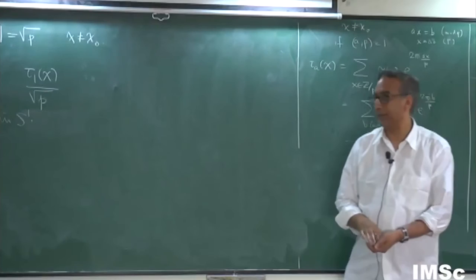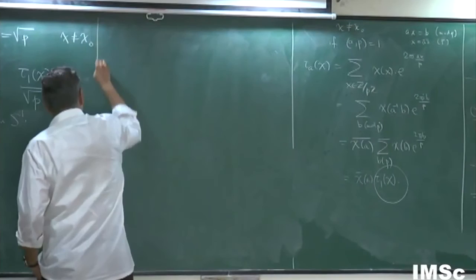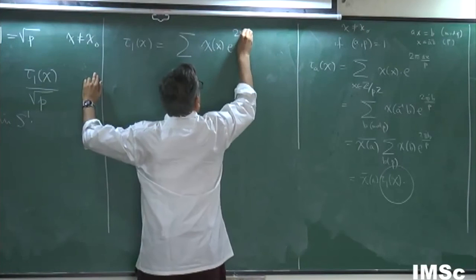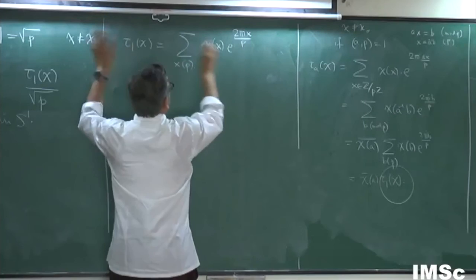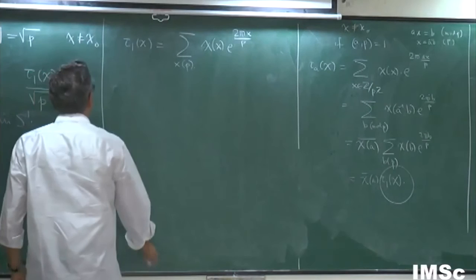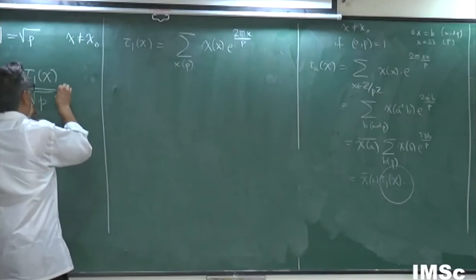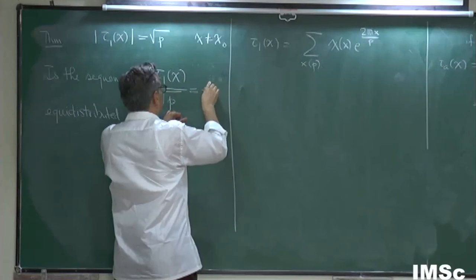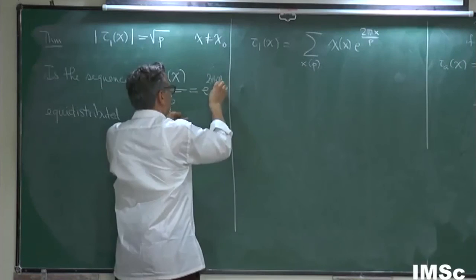Okay, so let's see why. It's very simple. So tau 1 of chi is the sum of chi of x times e to the 2 pi i x over p, with x mod p. That's the Gauss sum, right? And if I'm interested in this guy, let's write it as e to the i phi p for some angle phi p. So I'd like to know whether this is equidistributed or not.